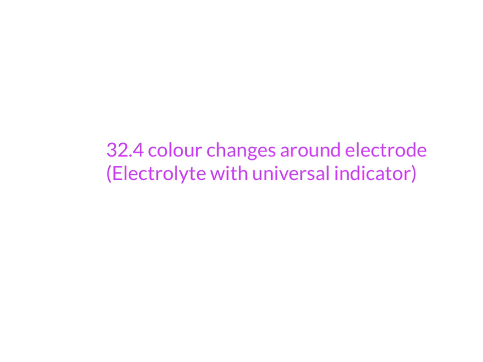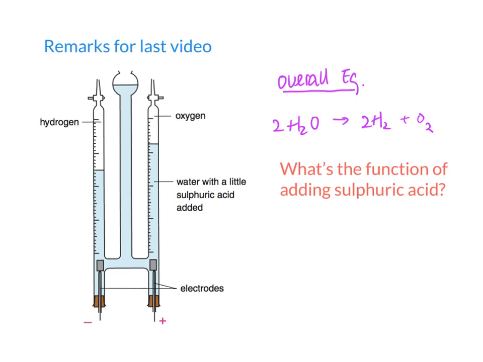Okay, so for 32.4, in this video we're going to talk about the electrolytic setup with universal indicator added into the electrolyte, and we're going to have a look at how the color changes around the electrodes. But before we move on, we just want to have a remark on the last video.